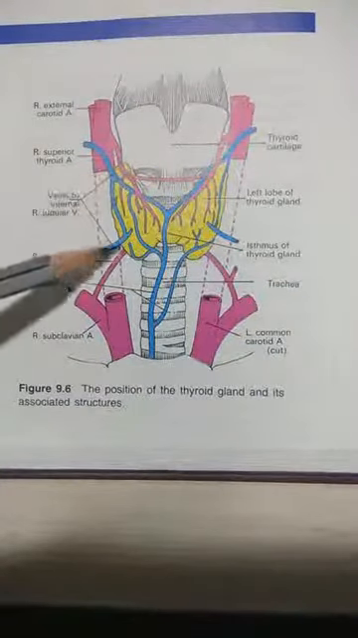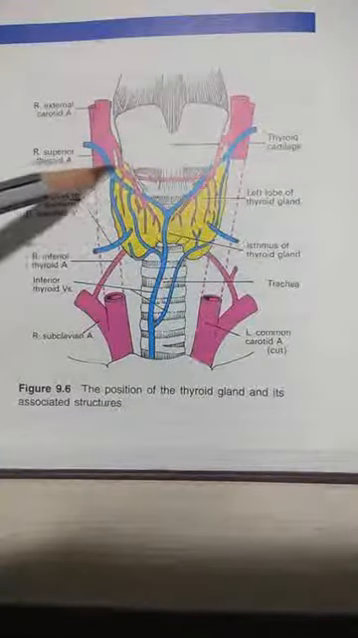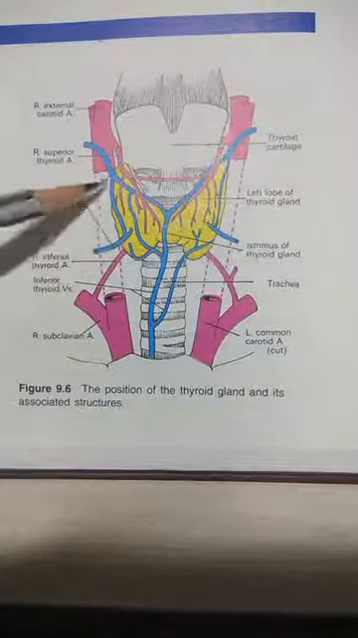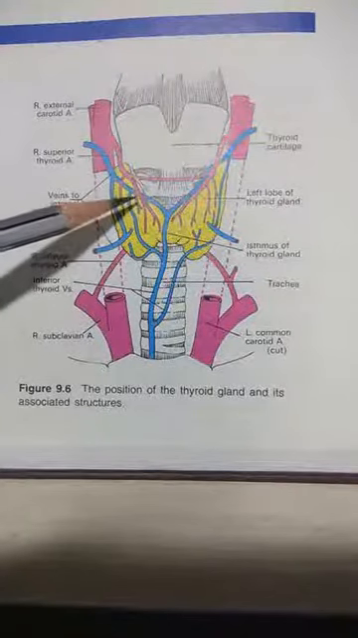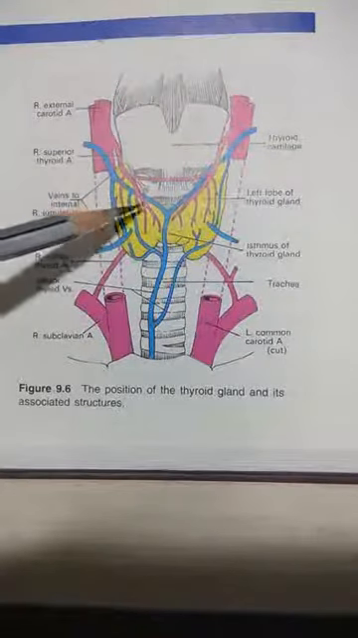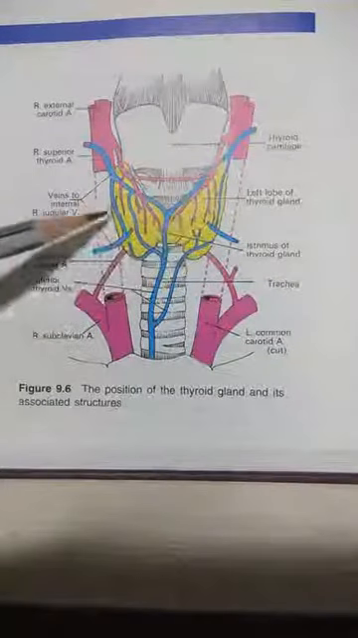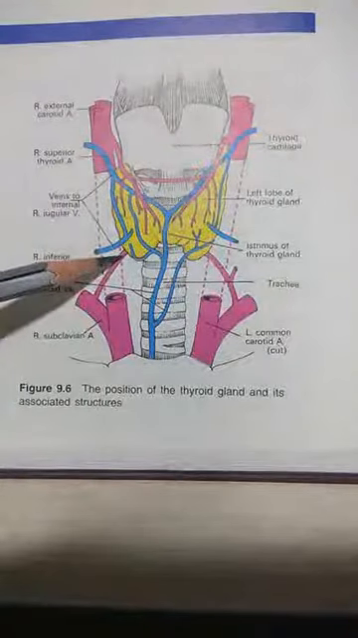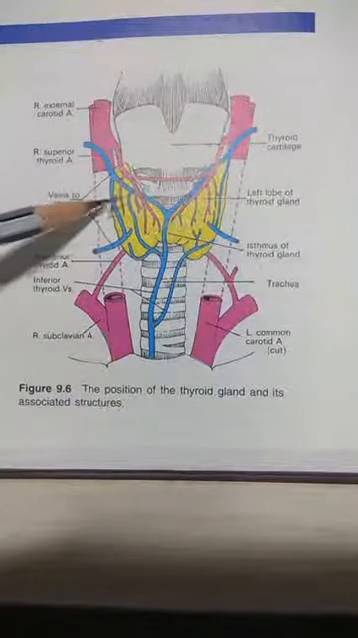Here you can see the conical shape of the lobe of the thyroid gland, and it is about 5 centimeters long and 3 centimeters wide. Here I am talking about the size of each lobe, not the size of the entire thyroid gland. Each lobe is 5 centimeters in length and 3 centimeters in width.